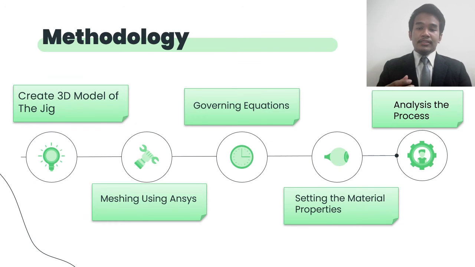The next topic is methodology, which is the method that I use to design the jig and simulate the electroplating process. The method that I use is getting the 3D model of the jig, meshing using ANSYS, governing equation, setting the material properties, and analyzing the process.